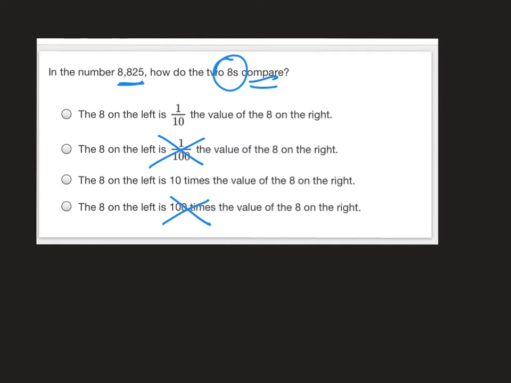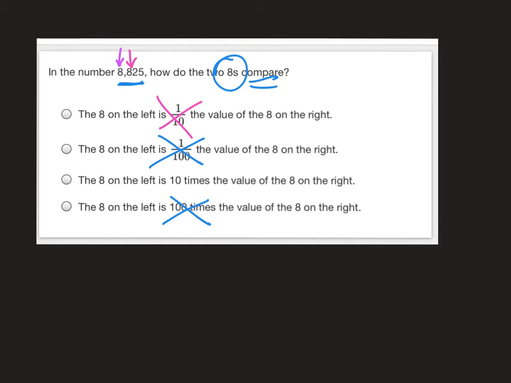Let's read A. The 8 on the left is 1/10 the value of the 8 on the right. So the 8 on the left is this one right here. The 8 on the right is this one right here. Would it make sense that the 8, the purple one I'm pointing at, is 1/10 the value of the pink? No, because the 8 for the purple is 8,000. The 8 for the pink is 800. So this right here should not make any sense.